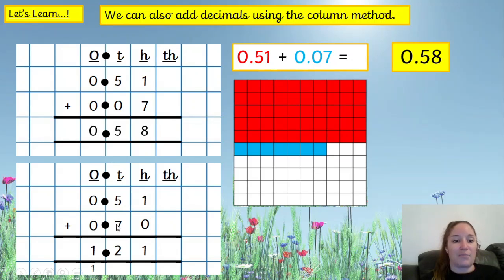If I hadn't moved my 7 and I'd put my 0 here instead, my answer would have been 1.21, which is greater than 1. So this whole square would have to be filled plus 21 more pieces. So you can always check your answer using a 100 square as well if you like.